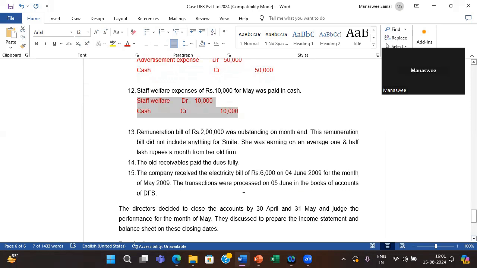Remuneration bill of 2 lakh was outstanding on month end. This remuneration bill did not include anything for Smita. She was earning on an average 1.5 lakh rupees a month from her old farm. So the question is, how do you read this information? Obviously, this 2 lakh rupees is not for Smita. The point I wanted to bring in here is that some students will say that yes, Smita can draw salary.